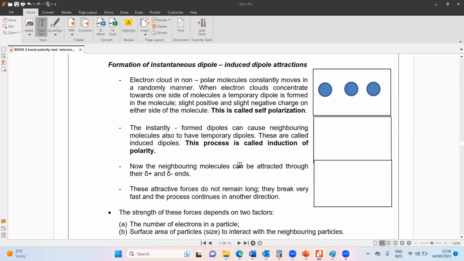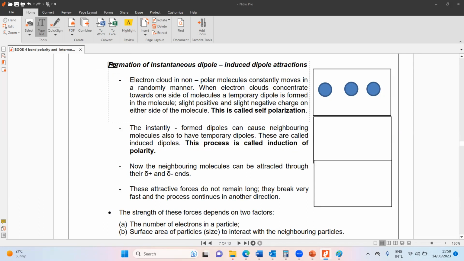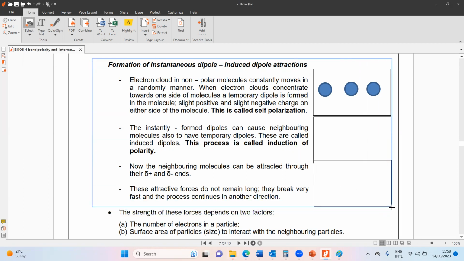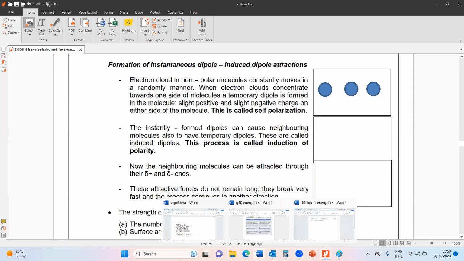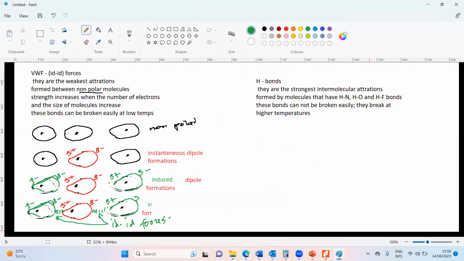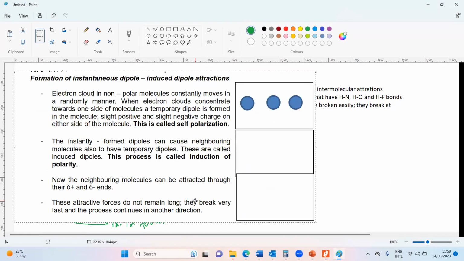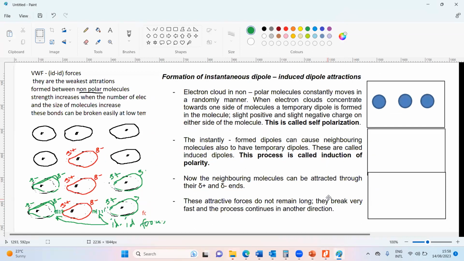This is about the formation of intermolecular attractive forces, van der Waals forces. Formation of instantaneous dipole, induced dipole attractions. This is what I explained earlier. We'll complete this table now. First one.